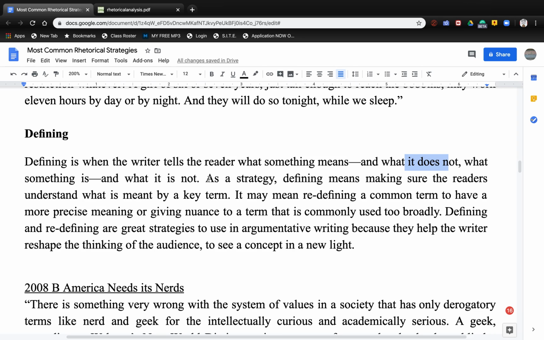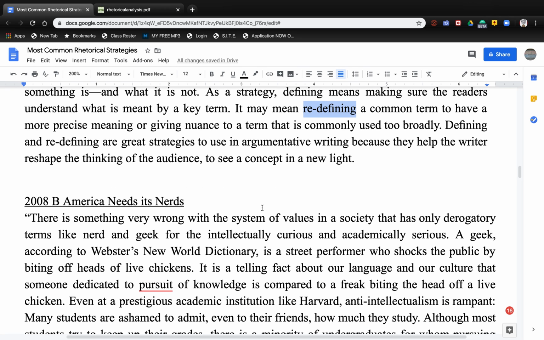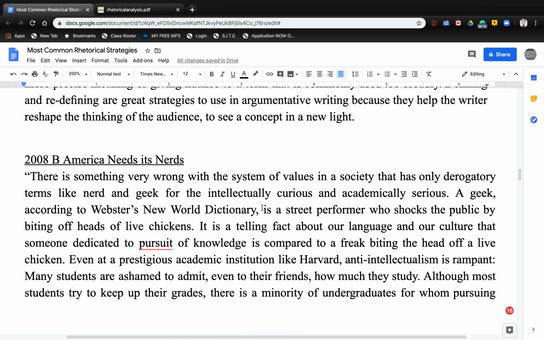So, as a strategy, the definition makes sure that the readers understand what is meant by a key term, right? Sometimes writers can redefine the meaning of a term so as to bring out a new meaning altogether, right? Or to create a new connotation to the meaning. So, let me look at this example.